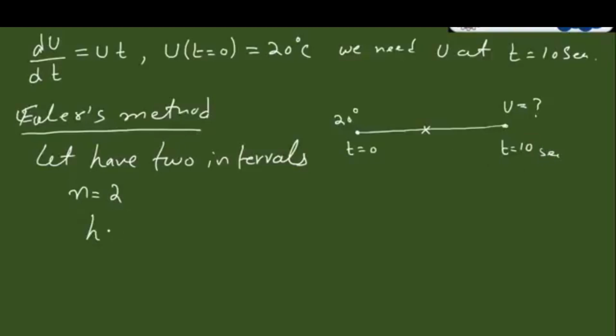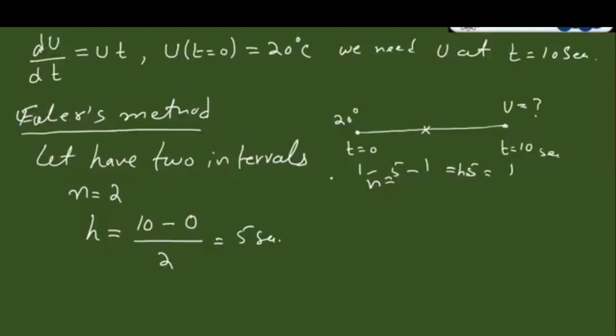Which means that I have to find h, the width of the interval. If you remember, that would be equal to, in this case, 10, the ending time, minus the starting time, 0, divided by the number of intervals. So the answer would be 5 seconds. Okay, so h in this case is 5 seconds. So this gap is 5 seconds, which makes sense. This is h, and similarly this gap is also 5, so this is h length. Okay, so what we did, we divided the interval into two.